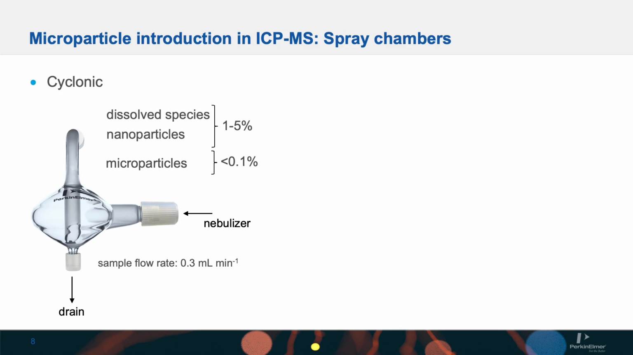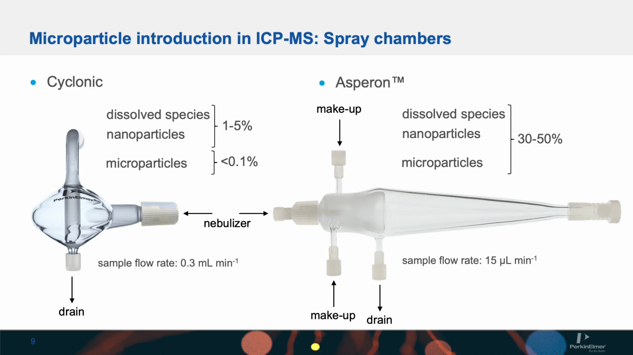The next issue is the introduction of particles in the ICP. Nanoparticles, which are particles between 1 and 100 nanometers, are nebulized in a similar way to dissolved species. When we use a conventional nebulization system, for instance, a cyclonic spray chamber with a concentric nebulizer, we can get nebulization efficiencies up to around 5%. However, in the same conditions, bigger particles in the range of micrometers are nebulized below 0.1%. To avoid this problem, we have used an Asperon spray chamber.